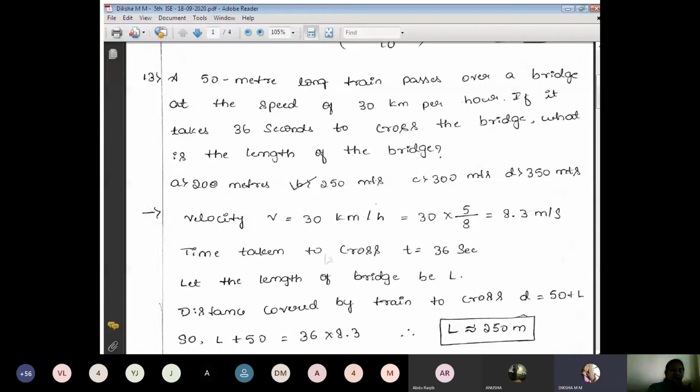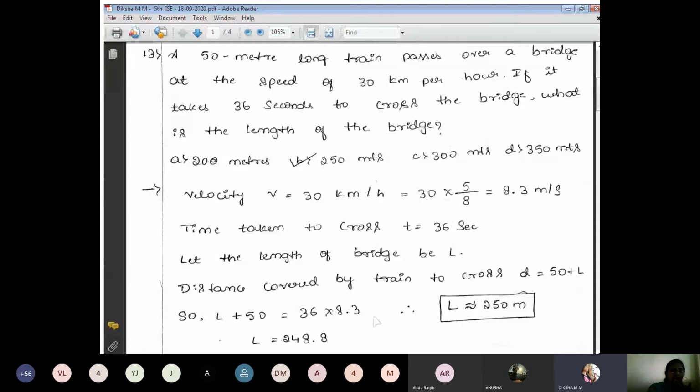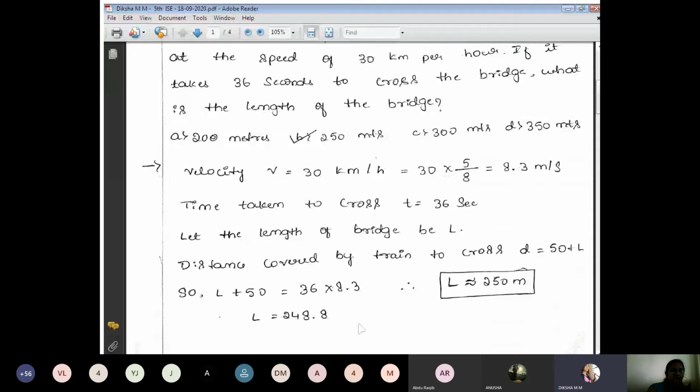Continue. The given time is 36 seconds. They are asking the length of the bridge. We don't know the length of the bridge, so let me take the length of the bridge to be L. We apply this in the formula, distance is equal to speed into time. The distance covered by the train to cross the bridge, D, is equal to the length of the train as well as the length of the bridge. The length of the train is 50 and the length of the bridge we take as L.